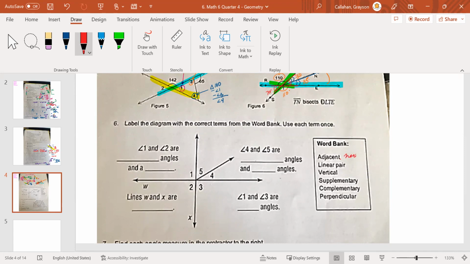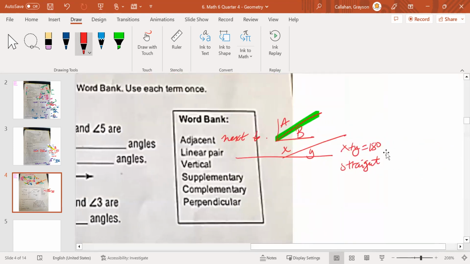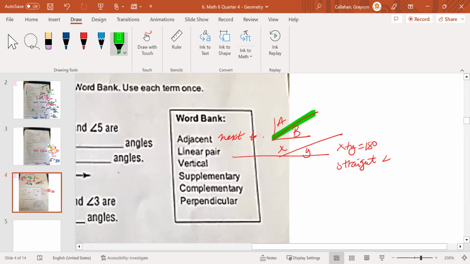Adjacent means angles that are next to each other. For example, if you take a look at angle A and angle B, these two are next to each other, okay? Because they both share one of the sides in between angle A and angle B. Linear pair is when you have angles like x and y, where x plus y equals 180. Another way of saying this is straight angles, which means two angles create a straight line and they add up to 180 degrees.